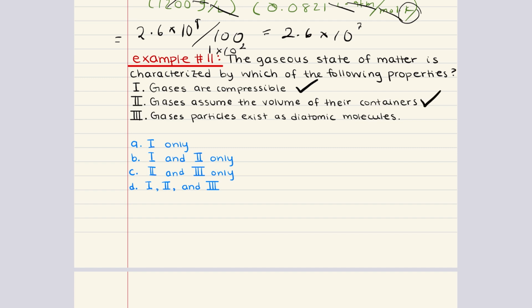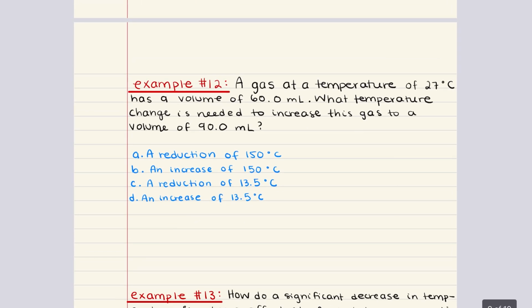Statement 3 says gas particles exist as diatomic molecules. Now, many gases do exist as diatomic molecules, but this is not a property that characterizes all gases. So this statement is not true. Only statements 1 and 2 are correct, which makes the correct answer for problem 11 answer choice B. Let's go ahead and tackle problem 12.